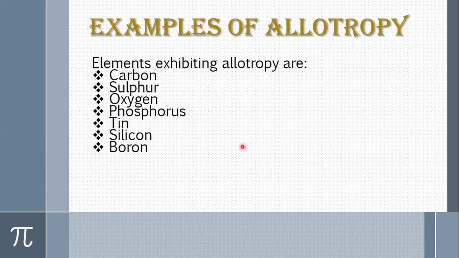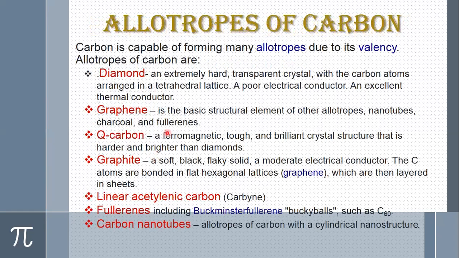Examples of allotropy. Few elements exhibit the allotropic phenomenon. These are carbon, sulfur, oxygen, phosphorus, tin, silicon, and boron. Let us study carbon, sulfur, and oxygen allotropic forms. First are the allotropes of carbon. Carbon is capable of forming a number of allotropes due to its valency. Allotropes of carbon are diamond, graphene, Q-carbon, graphite, linear acetylenic carbon, fullerenes, and carbon nanotubes.